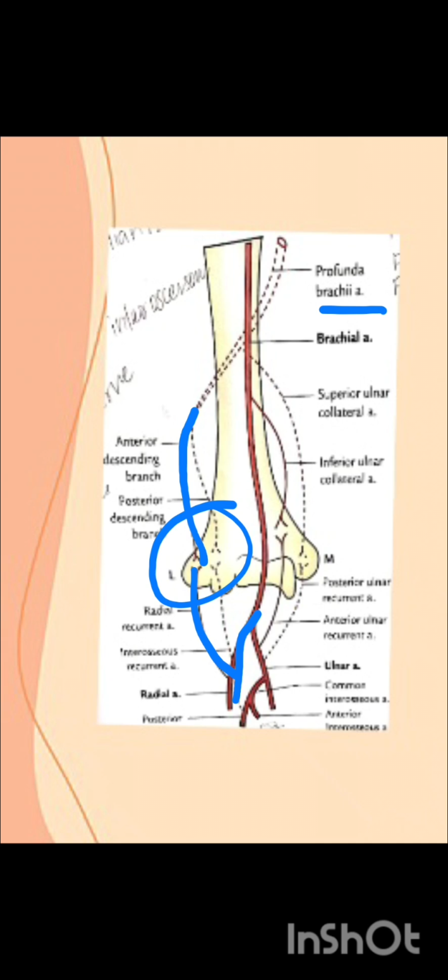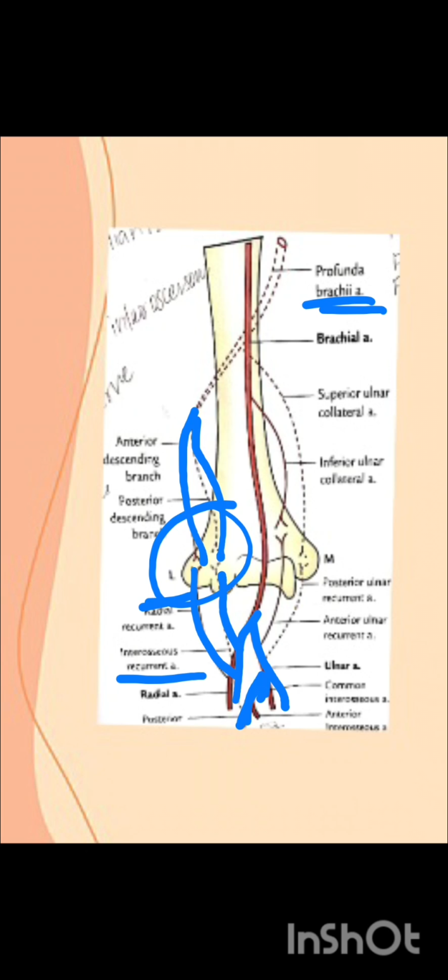And then at the posterior side, the posterior descending branch anastomoses with the interosseous recurrent artery. So this posterior descending artery is a branch of middle collateral artery. Further, it's a branch of profunda brachii artery. And then this interosseous recurrent artery is a branch of posterior interosseous artery. This posterior interosseous artery is a branch of common interosseous artery. Again, it's a branch of ulnar artery. So, these are the anastomosis taking place in the lateral epicondyle of the humerus bone.